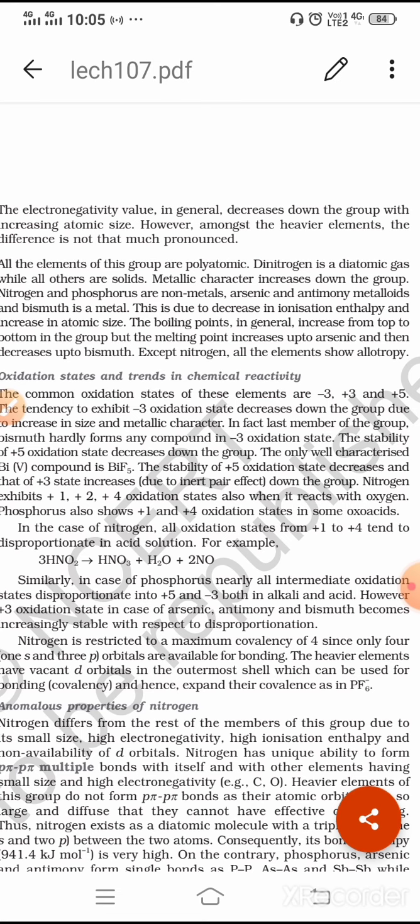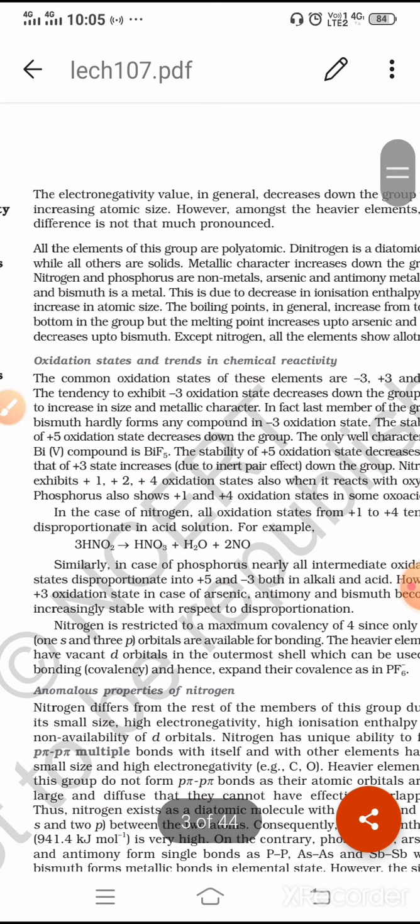Reason: from nitrogen to phosphorus, 5 covalent bonds are formed, but from arsenic the availability of 5 covalent bonds is not there due to the inert pair effect. Only 3 electrons are available for bonding. As a result, from arsenic to bismuth, melting point slightly decreases because only 3 covalent bonds are formed.